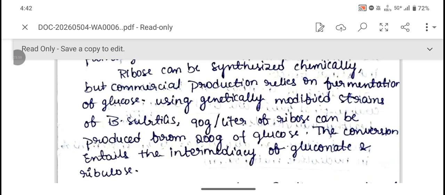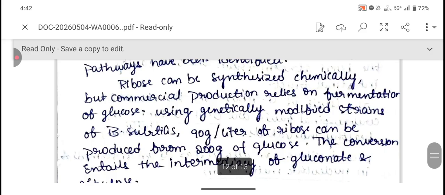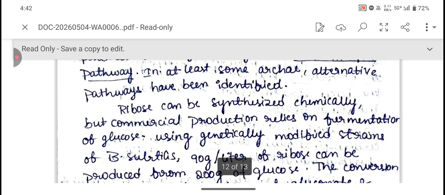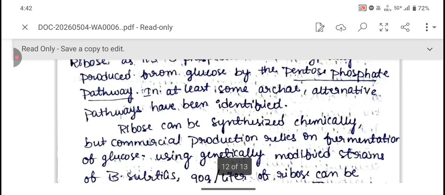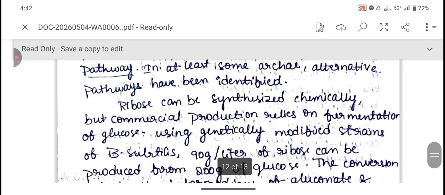The conversion entails the intermediacy of gluconate and ribulose. So here, if you want to produce ribose sugar commercially, you have to start the process from the fermentation of glucose only, because naturally also the ribose should be produced from the glucose through a pathway known as the pentose phosphate pathway.